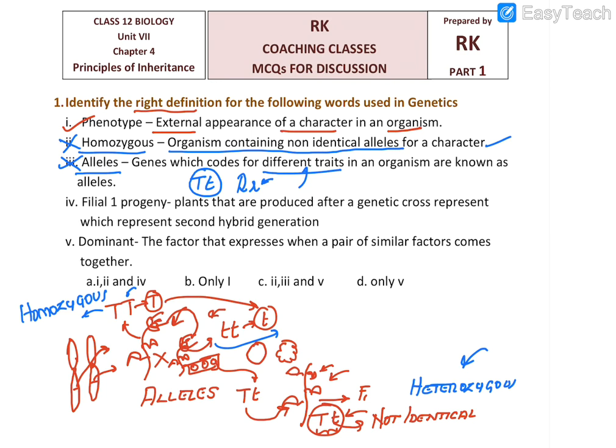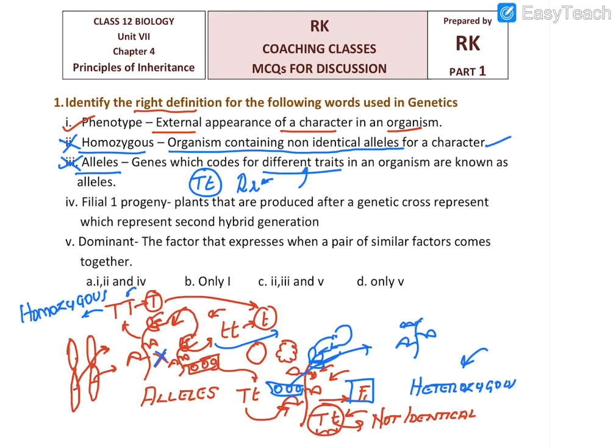If you take the filial 1 progeny, this is what we call a genetic cross. After a genetic cross, whatever generation you get, we call it the F1 generation. If the plants of the F1 generation are allowed self-pollination, the pollen grains that are released enter the gynoecium of the same flower. That we call self-pollination. Then later there will be formation of seeds. So this will be the fruit.